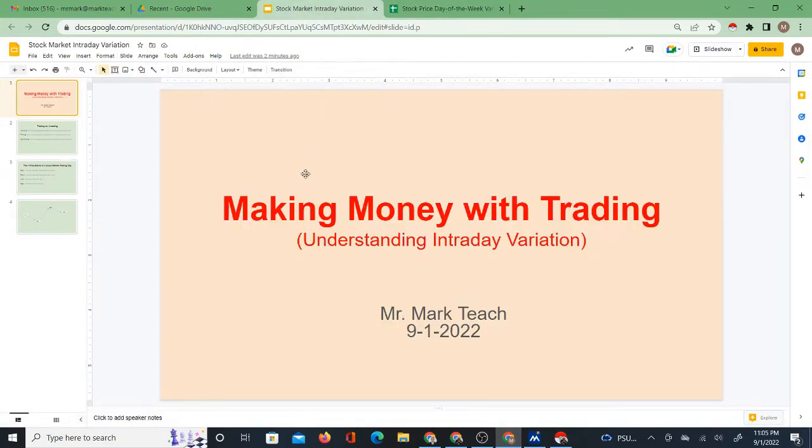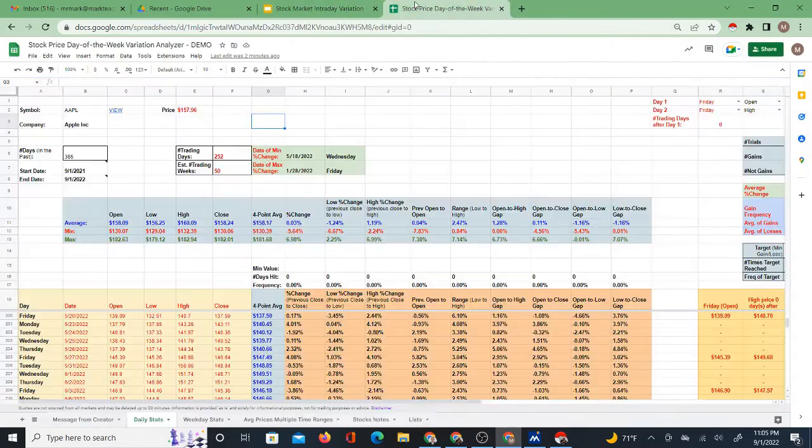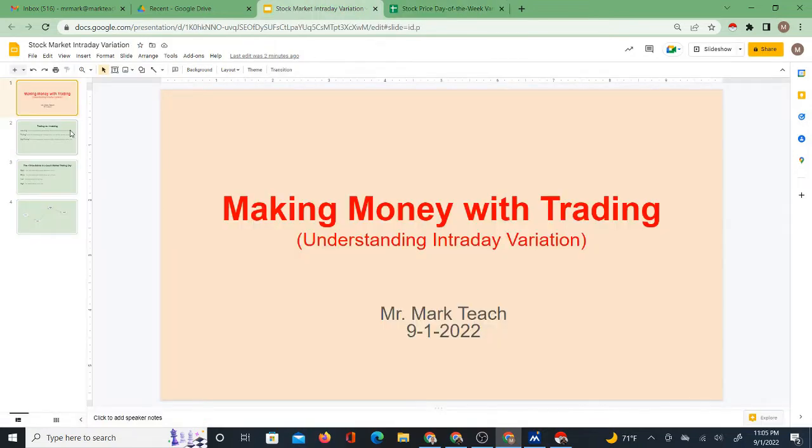But first of all, in order to make money with trading, we need to understand intraday variation. Now, if you are already knowledgeable in trading, you might know some of what I'm about to do here, but you should still stick around because you probably haven't seen a Google Sheet like this one that I've put together. So I'd like to show you that Google Sheet. And then if you're new to trading, then I think you'll find this presentation helpful in understanding the basics that you need in order to do trading.